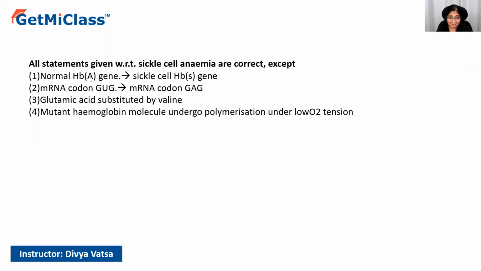In this question, they have asked all statements given with respect to sickle cell anemia. Now, sickle cell anemia, we know, is an autosomal recessive disorder. We have to tell which are correct, except one, so there is one option that is wrong. So let's figure out which option that is.